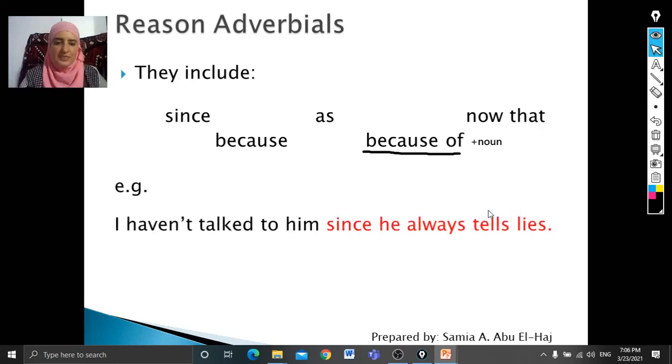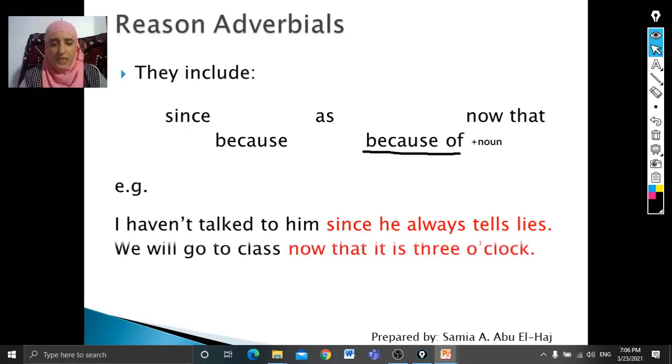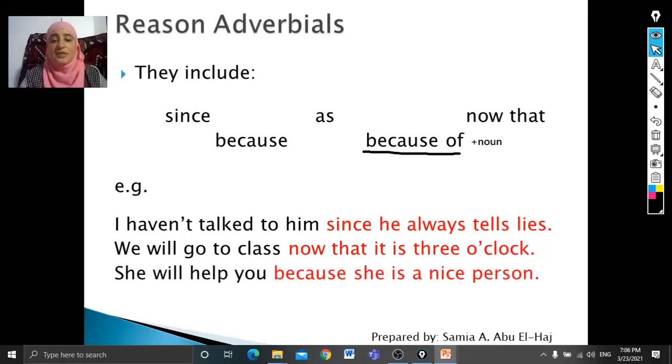All right, let's look. We have, for example, I haven't talked to him since he always tells lies. Why haven't you talked to him? Because he always tells lies. Okay, so here since is not time. It tells us a reason why I haven't talked to him. We will go to class now that it is 3 o'clock, because it is 3 o'clock. She will help you because she is a nice person. Notice subject verb, subject verb, subject verb, all of them. Okay, except because of. We only have a noun after because of.